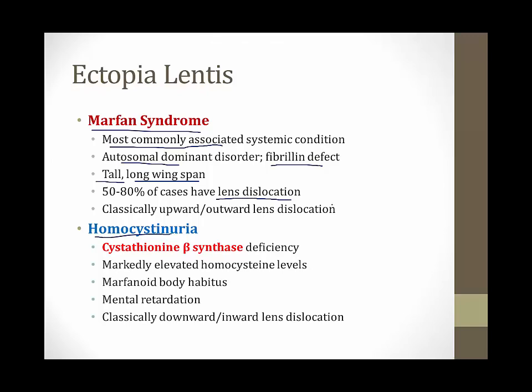In homocystinuria, children are born with a deficiency of the enzyme cystathionine beta synthase. I talk about this enzyme deficiency in detail in the biochemistry section. Children with homocystinuria have markedly elevated homocysteine levels. They also have a Marfanoid body habitus, meaning that they are usually tall with a long wingspan, just like patients with Marfan syndrome. They often have mental retardation, and classically the lens dislocation in homocystinuria is downward and inward.